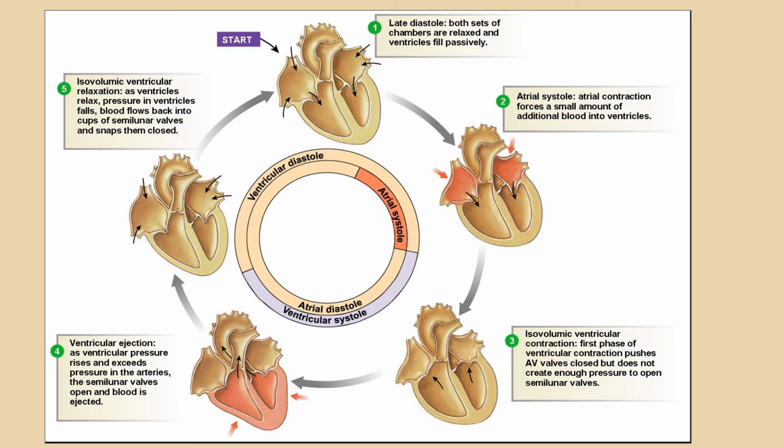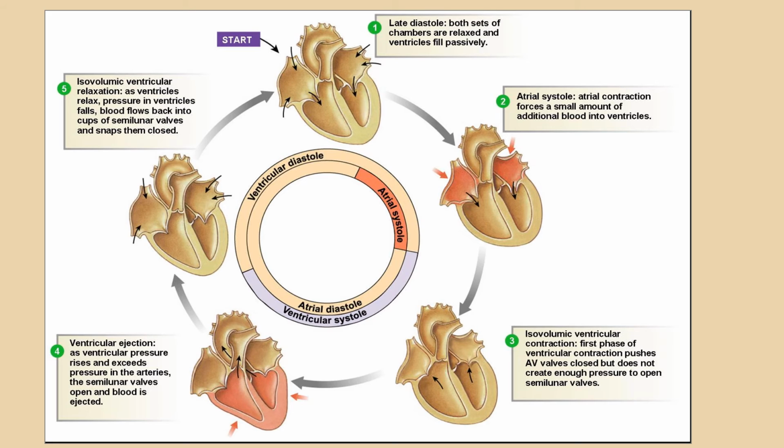And now we move on to panel number 2. This is atrial systole. So the atria are contracting, and that's going to drive a few more milliliters of blood into the ventricles, and the black arrows show the blood moving into the ventricles.